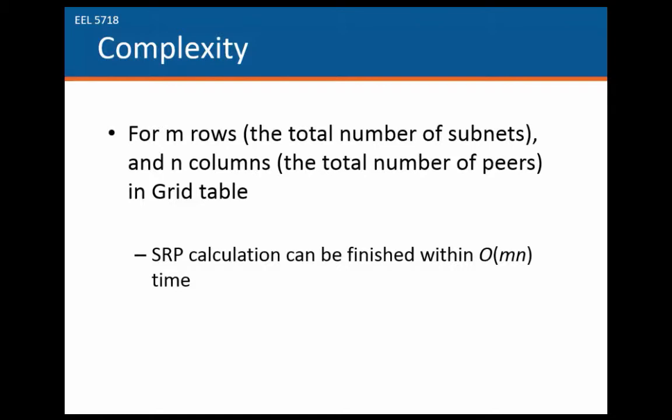Again, for complexity, you have m number of rows or subnets and n columns, so your total number of peers in the grid table. It's essentially the complexity of running two for loops, how much operation time it takes to run those two for loops within each other. And that's why it's pretty simple to implement.